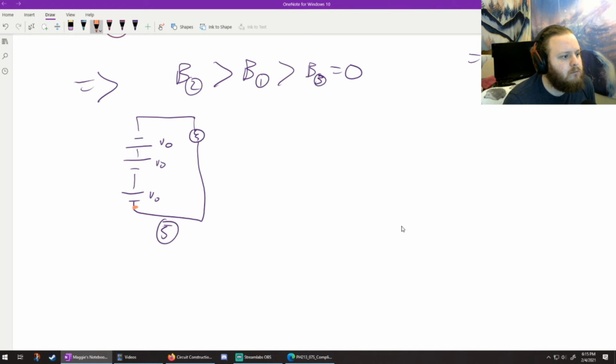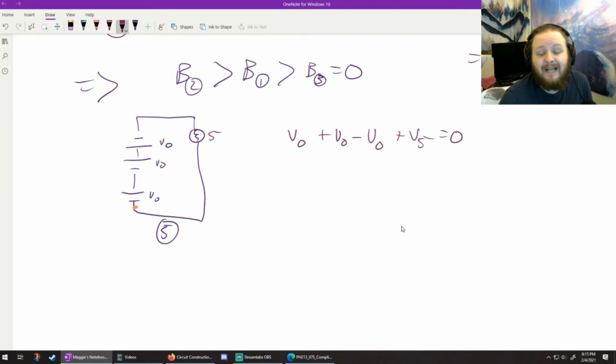So how much voltage is light bulb 5 dropping? Well, if I do my loop law, I'm going to gain a V naught, I'm going to gain a V naught, I'm going to lose a V naught, and then I'm going to drop whatever I drop across V5. And then that has to be 0. Plus V naught minus V naught is the same as this. So this V5 is dropping 1 battery's worth of voltage.